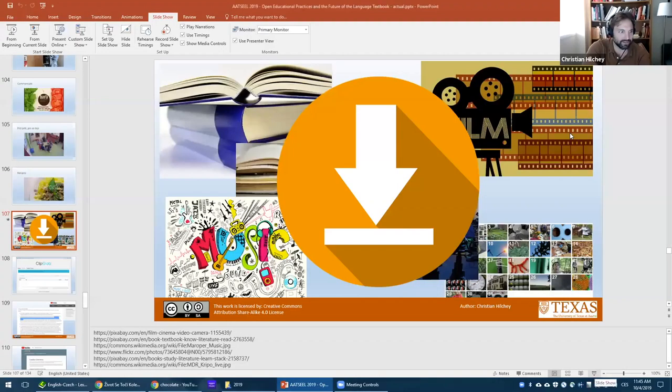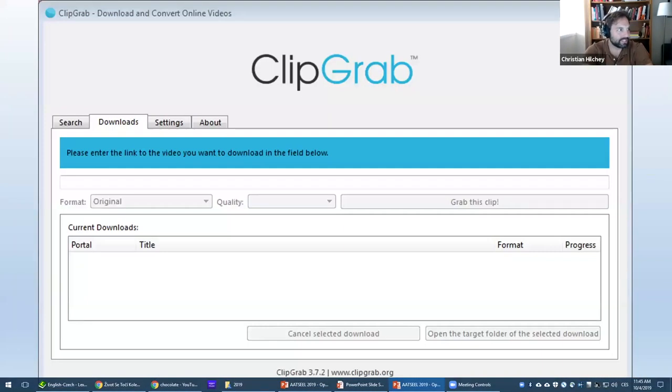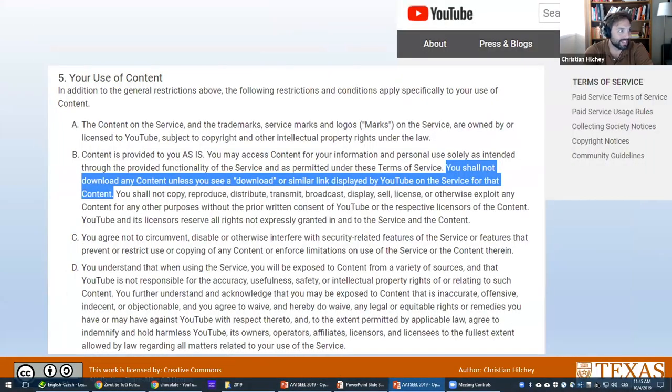I guess I can go ahead and start. Yes, I have had that problem. And that's why working with open videos is really important, because those Rs tell us that we can retain that video for ourselves. I foresaw this question coming up. I actually use ClipGrab and grab them off of YouTube. Now there are some problems with this. YouTube's terms say you shall not download any content unless you see a download or similar link displayed by YouTube on the service for that content. So technically speaking, that is against the rules of YouTube.